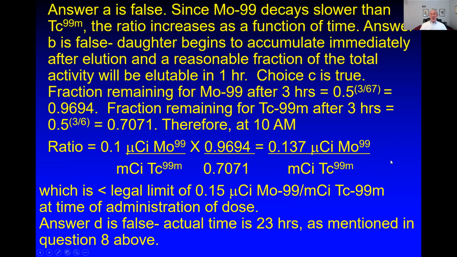Can we still use that? Is it less than 0.15? It is. Therefore, yes, we could still use that. You're not likely to get that as an exam question. Guess you never know, not likely. But if you do, you're simply going to decay 0.1 microcurie of moly with this factor, and you're going to decay 1 millicurie of technetium with this factor.